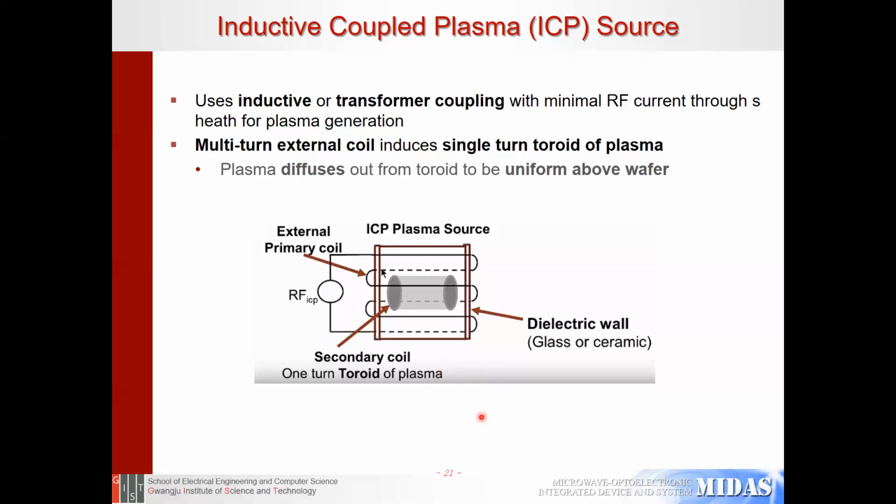So multi-turn external coils induce a single turn toroid plasma. The plasma diffuses out of the toroid to be uniform above the wafer. So although we have a toroid, a non-uniform plasma in the center, with the right geometry and pressure and all the configuration, we can get a uniform plasma at the wafer.